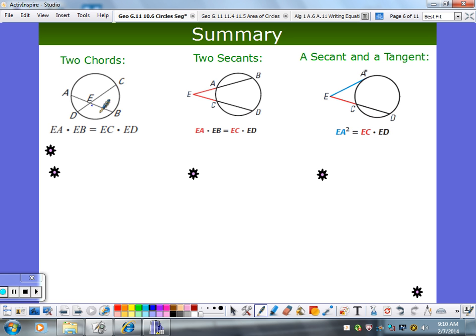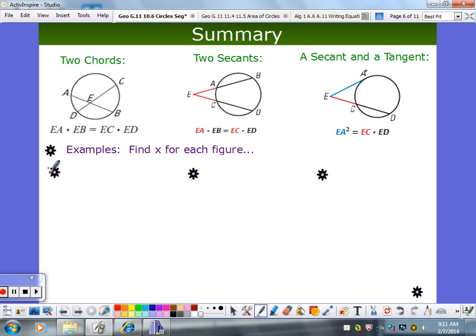That may be a little bit easier. This one, two secants: this piece times whole thing equals that piece times whole thing. External times whole thing, external times whole thing. This one is very similar to that one: external times whole thing equals tangent piece squared.